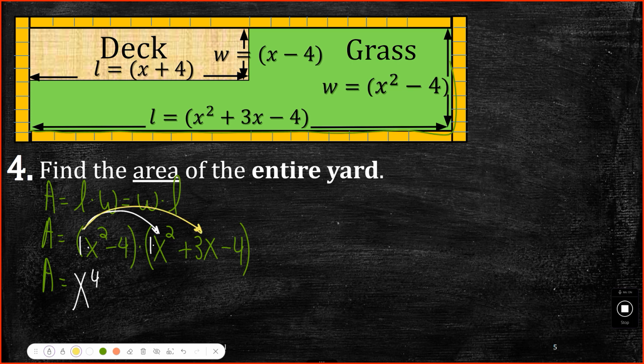What is x squared times 3x? Anybody? 1 times 3 is 3. 2 plus 1 is 3. Yes. X squared times negative 4 is what? Negative 4x squared.